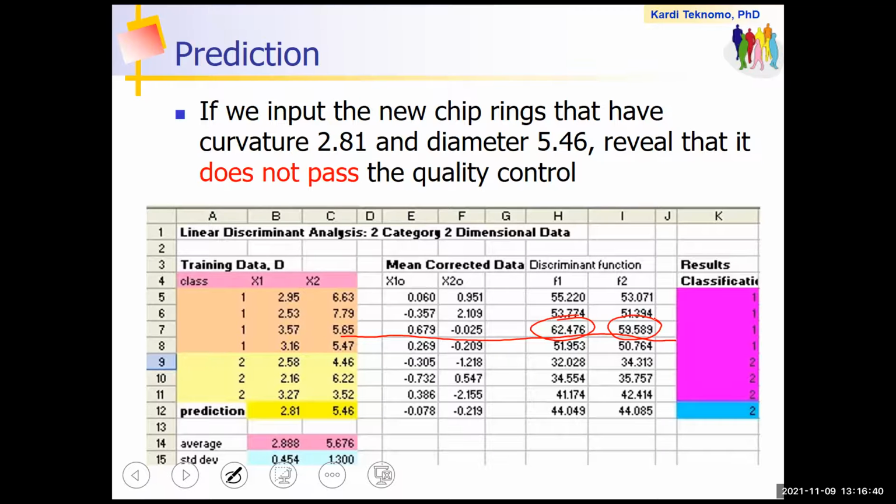So I have a new data point for prediction, which is 2.81 and 5.46. Then you calculate the discriminant function. Wow, it's almost the same, right? This means it is actually very close, but you can still take the maximum. The maximum is the second, 44.029 and then 44.085. In that case, the classification is group 2.